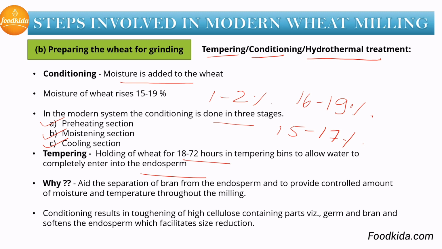So the first reason is that it helps to separate the bran from the endosperm easily and to provide a controlled amount of moisture and temperature throughout the milling.